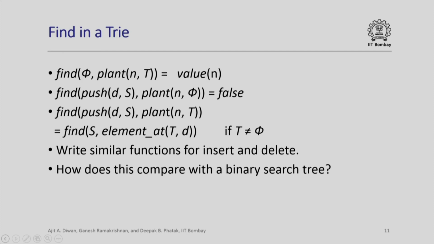Otherwise, if we have subtrees for the root node, and our sequence begins with the digit d, we find the dth subtree of the root node. Remember, T is a sequence of subtrees. So the element at T comma d gives the dth subtree in the sequence T, where d is the first digit of the sequence S. And now in that subtree we search for the remaining sequence S. So this gives us a find function on a trie, and similarly we can write insert and delete functions for this. You should try writing these as exercises.